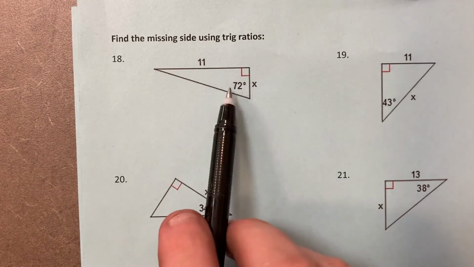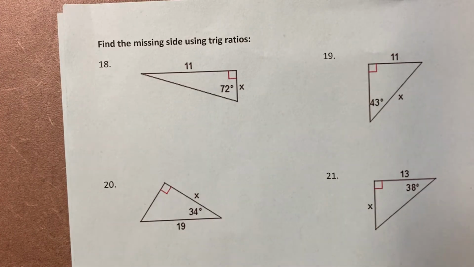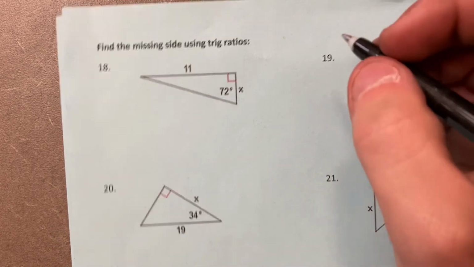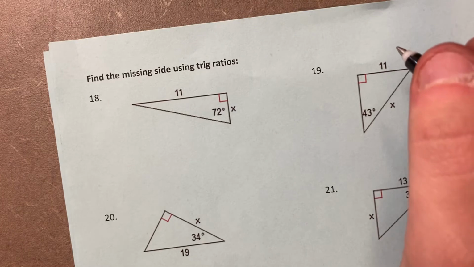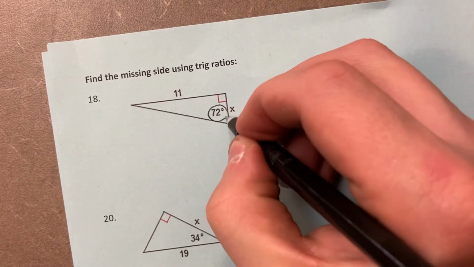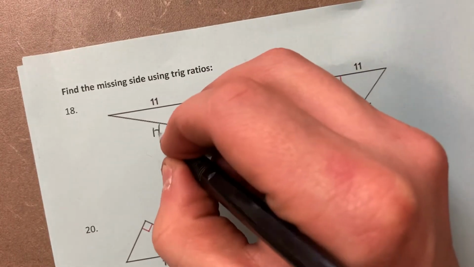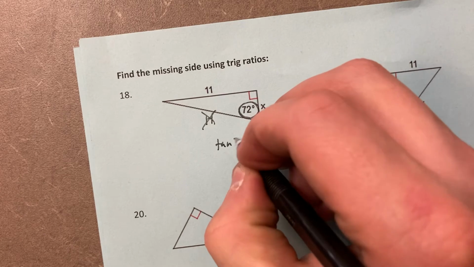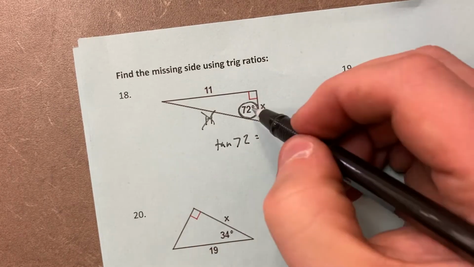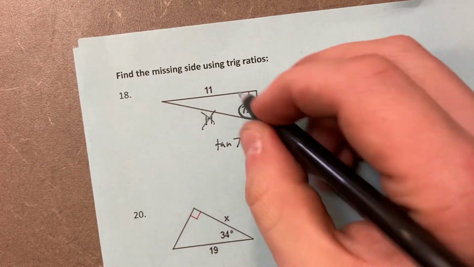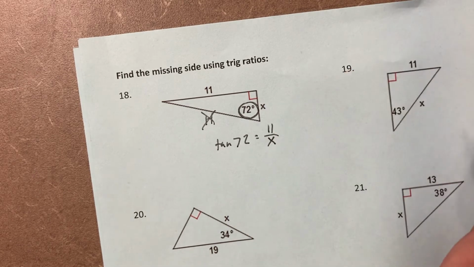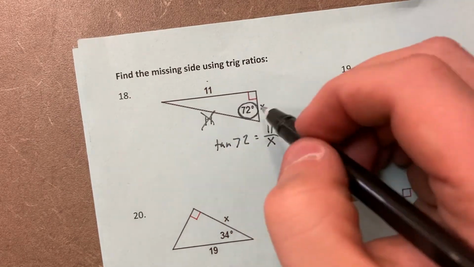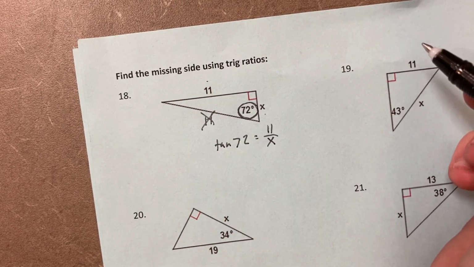Can't use Pythagorean theorem, can't use 30, 60, 90. This is a SOHCAHTOA problem. Typically when you have an angle, it's a SOHCAHTOA problem. So, I'm going to highlight 72. What do I have? What am I missing? I'm missing the hypotenuse. Which one does not use the hypotenuse? The tangent. The tangent of 72 will equal opposite over adjacent. That's x. This is the opposite. This is the adjacent to 72.